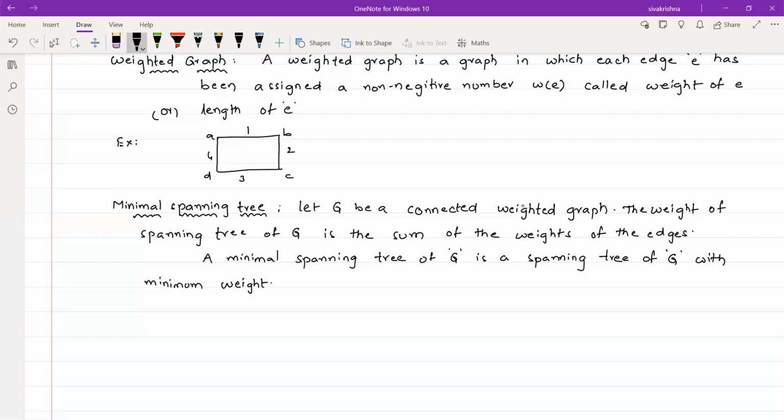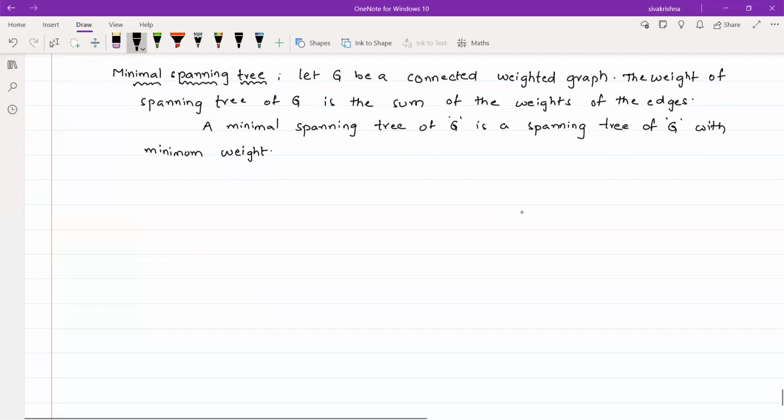So we can find spanning trees with different weights, but the minimum spanning tree is nothing but a spanning tree with a minimum weight. In this way we can find the minimal spanning tree. For finding the minimal spanning tree we have two methods. One is Kruskal's algorithm and the second one is Prim's algorithm. So that is what I am writing here.